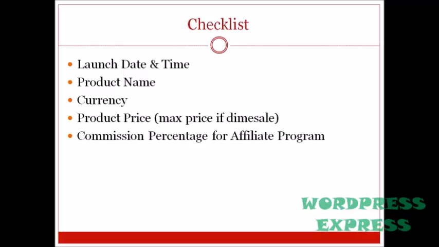Commission percentage for affiliate program is basically what do you want to give people in terms of the percentage for your affiliate program. So if I sell your product and your product is $100 and you give 50%, then I get $50. If it's 75%, then I get $75. So that's the commission in relation to the affiliate program. And obviously, if you don't have an affiliate program, then you won't need to specify this, but it would in fact not be very wise not to add an affiliate program.